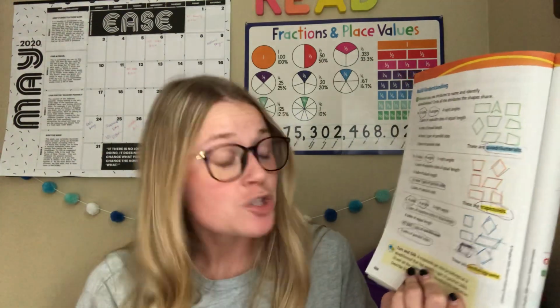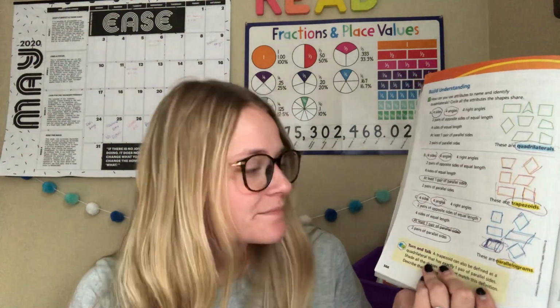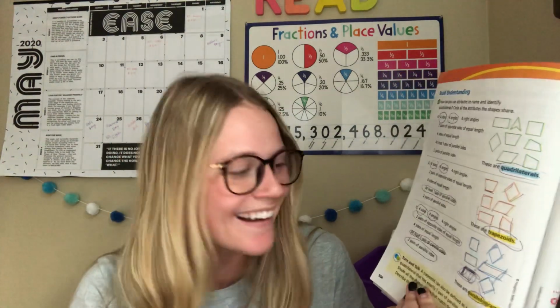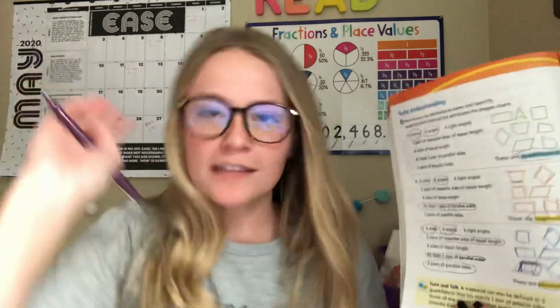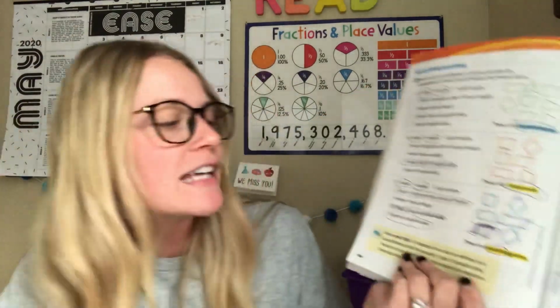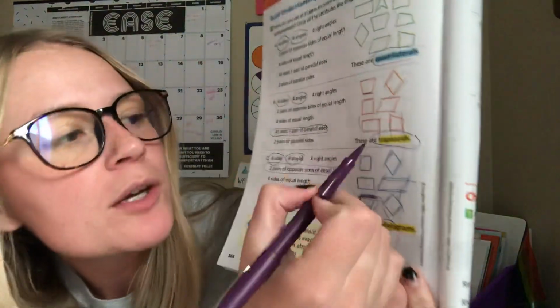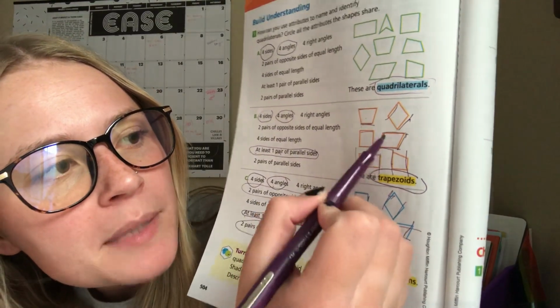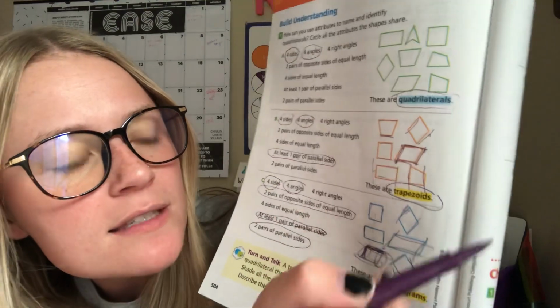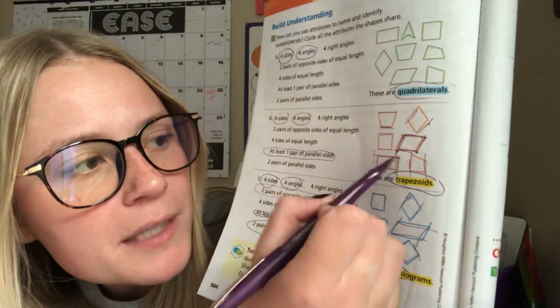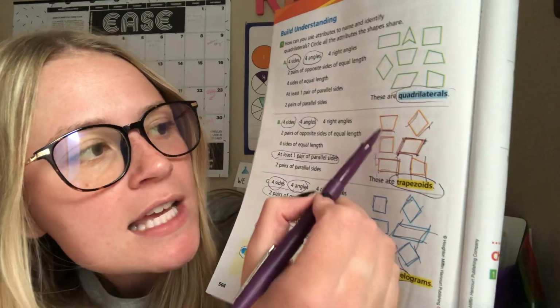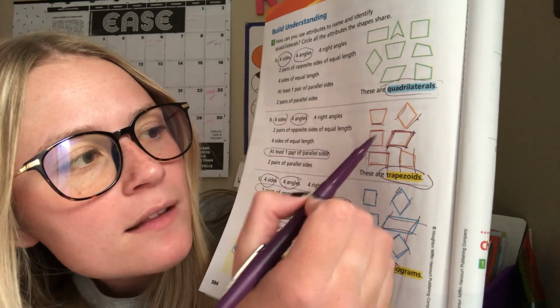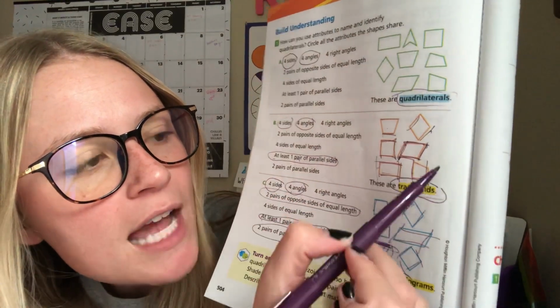It's crazy. But it's okay. Okay, so let me pause. The reason I say that is because look at, if we go to trapezoids, right here, that's a parallelogram because they have two pairs of parallel sides. This is a parallelogram because they have two pairs of parallel sides. This is a parallelogram because it has two pairs of parallel sides.